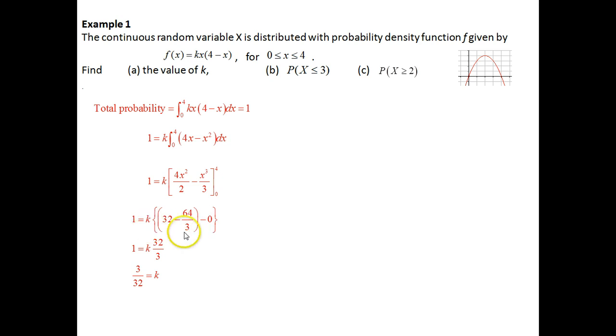So the value of the bracket is 32 over 3. Take it over the other side, it becomes 3 over 32. So that's our value for k.